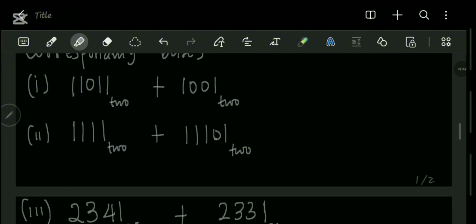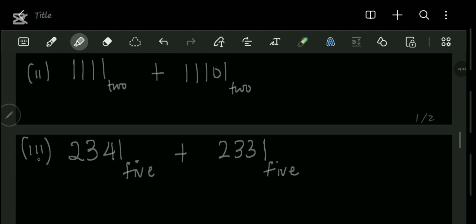Same thing with the second example. You see that this number is also in base 2, and this number also is in base 2. And if you look at the third example, we have to add 2341 in base 5. If you look at it properly, the question is correct. Since this number is in base 5, 5 as a digit must not appear in it. So the digits that make up this number are 0, 1, 2, 3, 4. The number must not contain 5 or numbers bigger than 5. Same thing with this. Let's have the first question.